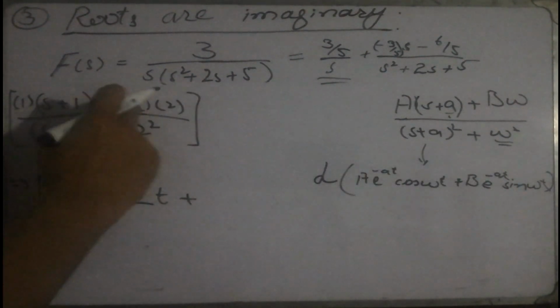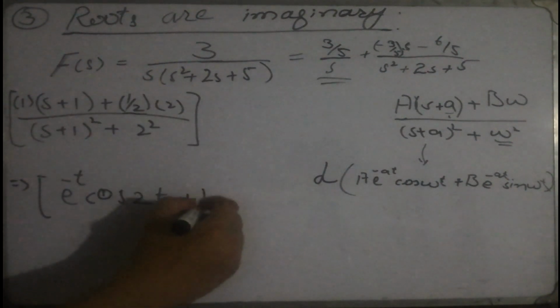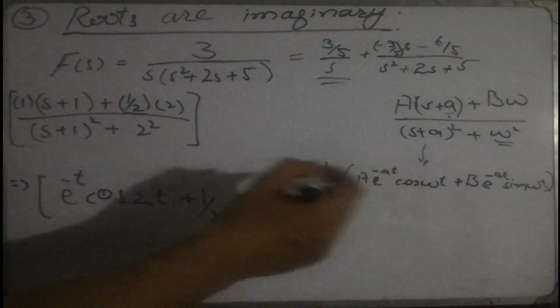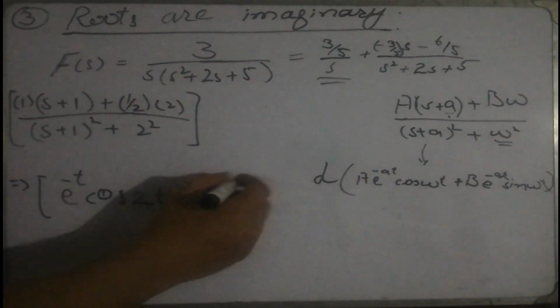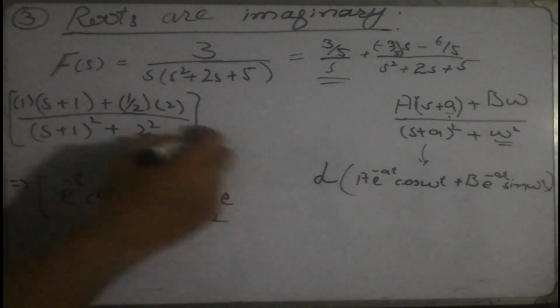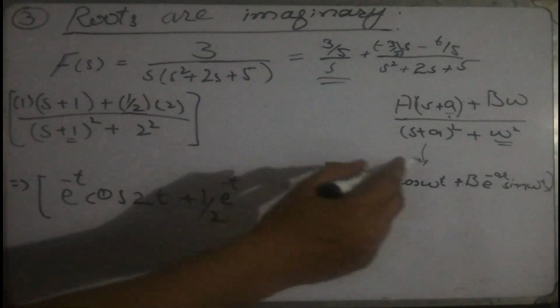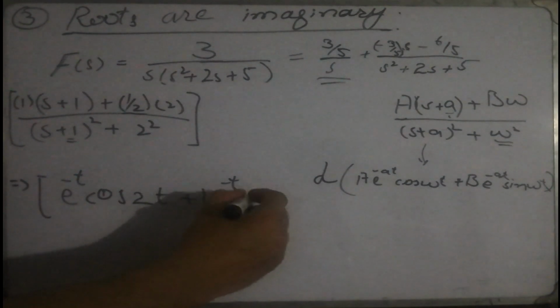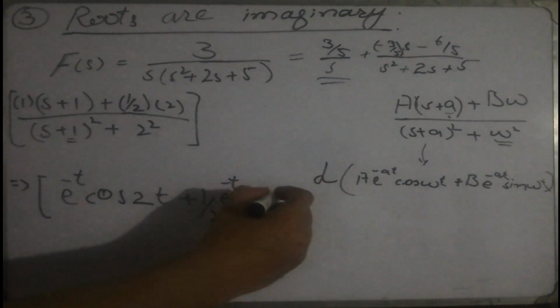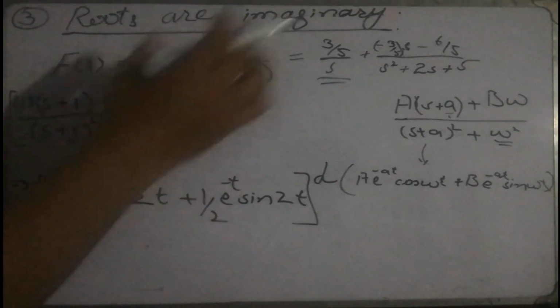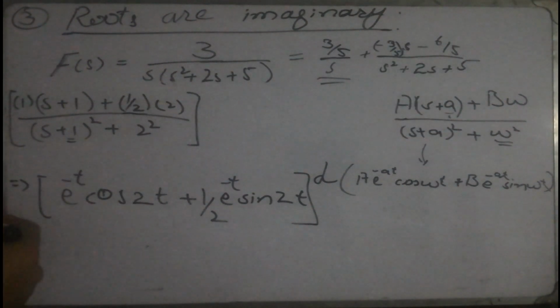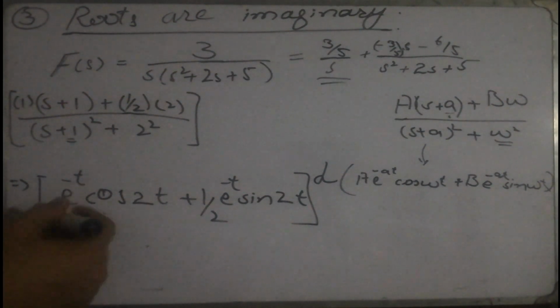plus b, which in this case is 1 by 2, exponent power negative t, because a is 1, and then sine of omega, which is again 2. So this will be our Laplace inverse of this function. I hope it is clear.